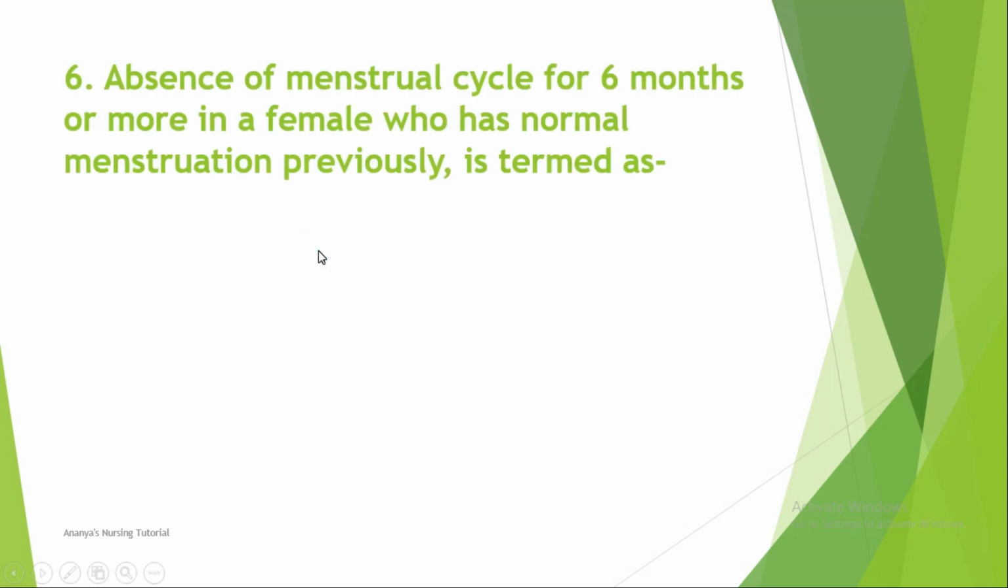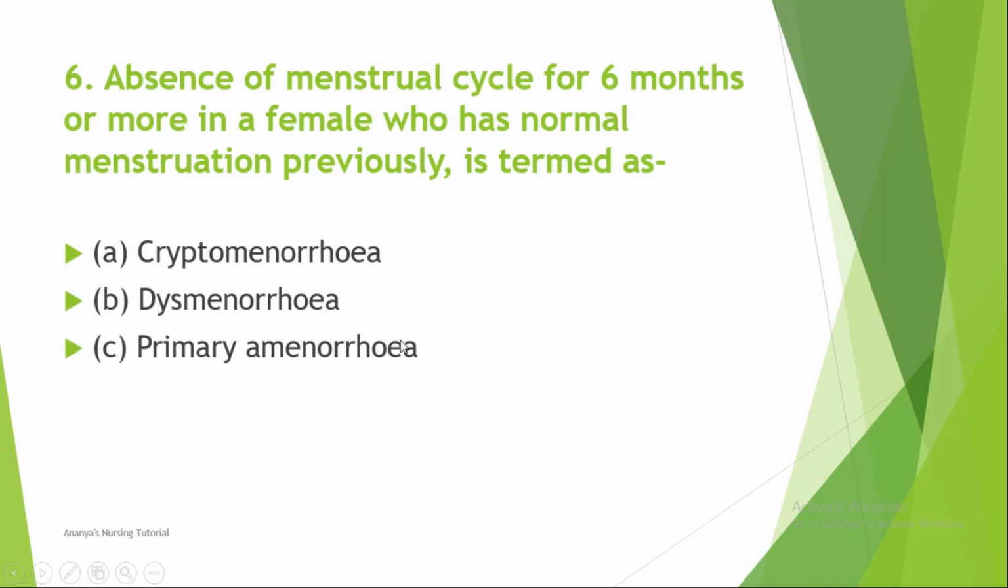Next, absence of menstrual cycle for 6 months or more in a female who has normal menstruation previously is termed as. So a female who had normal menstruation previously but suddenly her menstruation has stopped for 6 months or more. So this case will be cryptomenorrhea, dysmenorrhea, primary amenorrhea or secondary amenorrhea. Correct answer is secondary amenorrhea.